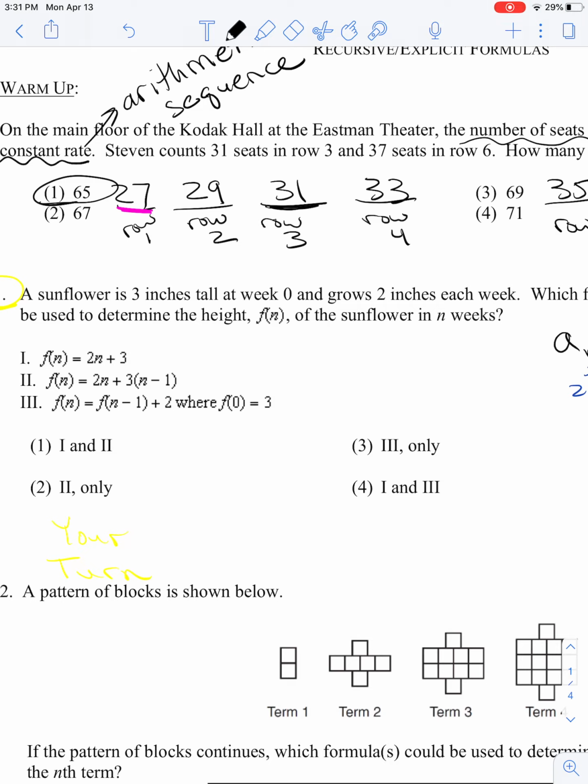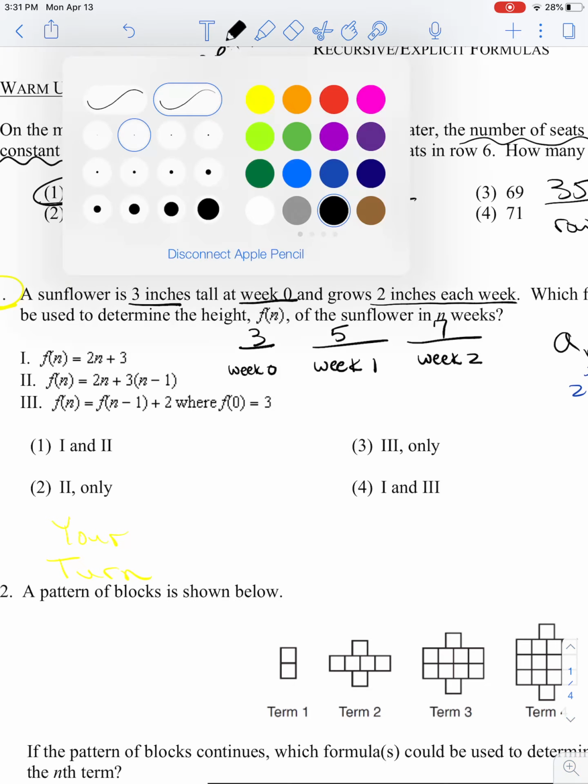So this is a little bit different than we've seen before because they're telling us at week 0, the sunflower is 3 inches tall. So this is week 0, it's 3 inches. Now it grows 2 inches a week. So that means at week 1, if I added 2 to 3, I would get 5. And then I could continue it, right? Week 2, if I added 2 to 5, I would get 7. Okay. So we need to know which of these formulas actually work and would generate this sequence.